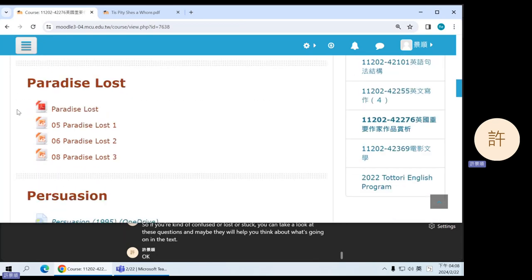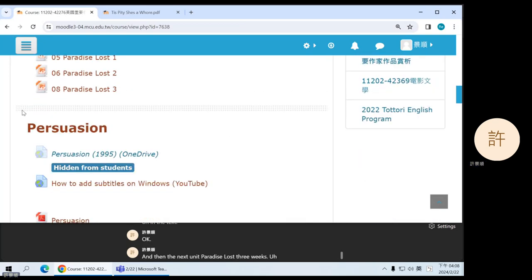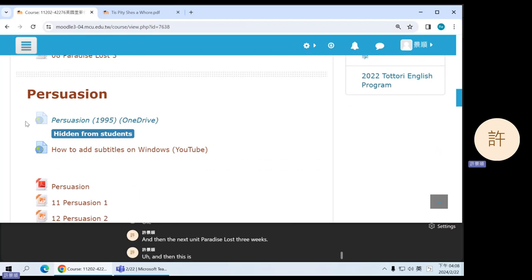Okay, and then the next unit, Paradise Lost, 3 weeks. And then this is the second half. This is the movie. You can't see this, but I will show this to you after we finish watching the movie. In case you are not able to make it to class, you can still have the chance to watch the movie.